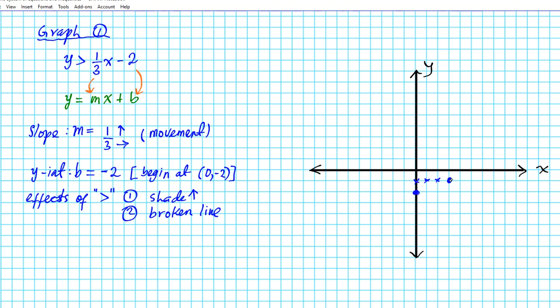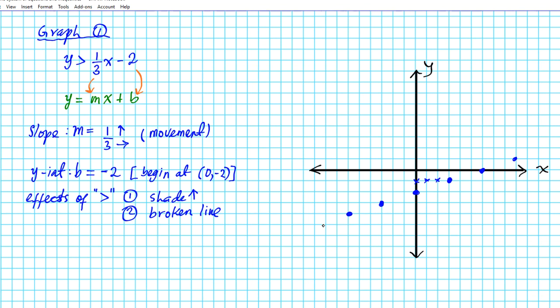Rise 1, run 3. We can put in more points. Rise 1, run 1, 2, 3. Going backwards, if you want to graph points to the left of the axis, you drop 1 and back up 1, 2, 3, just to have collinear points.